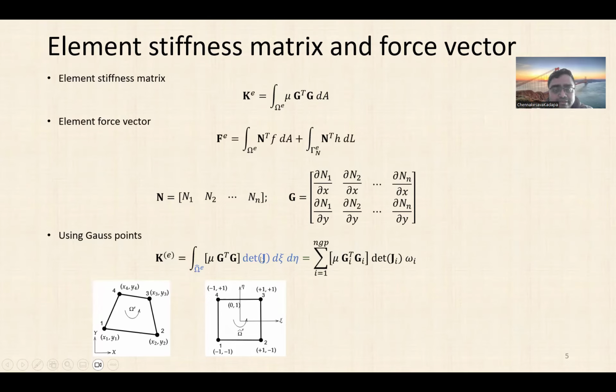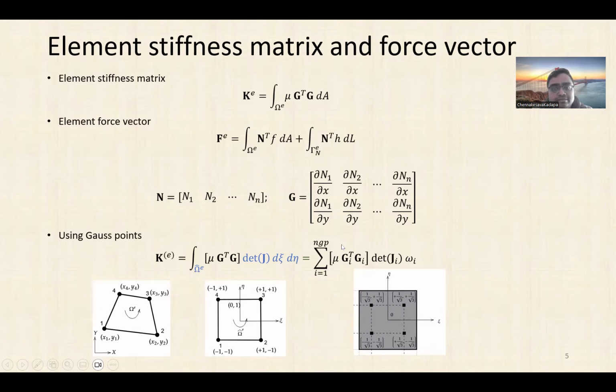This determinant of J gives us the mapping. J gives us the mapping and the determinant of J tells us the change in the area from the physical domain to the local domain. And again, even when we are in the local coordinate system, we don't do the integration explicitly, we use the Gauss points here. So instead of an integral, we have a loop over Gauss points. This is the summation, and at each Gauss point we evaluate all these terms and keep adding them to the element stiffness matrix.